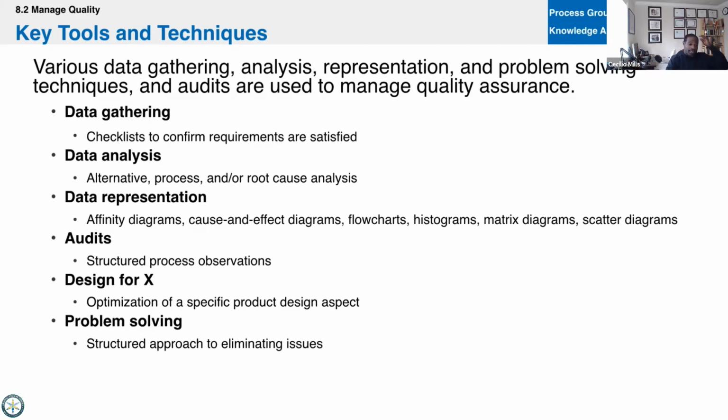We'll look at all of these things. We'll represent that data so that people can make decisions. And then we'll audit the process. We'll go back in, a structured observation, an audit.